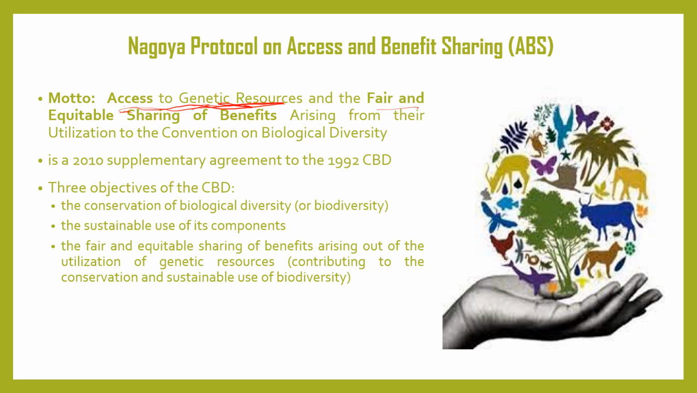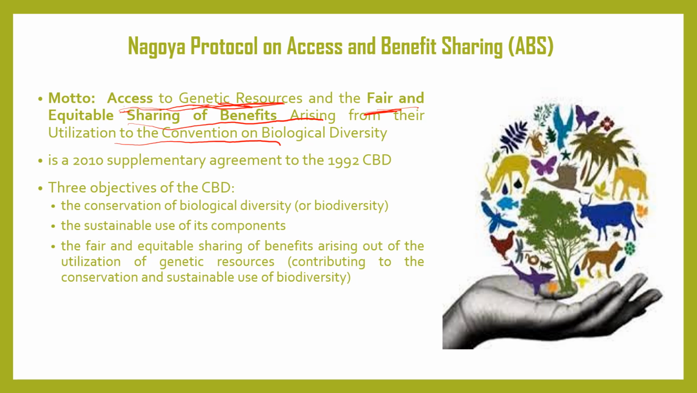Then fair and equitable sharing of benefits arising from the utilization of the genetic resources. Fair and equitable sharing means that the country of origin of that particular genetic resource, for example a medicinal plant, and the community where this medicinal plant is used by the traditional healers, will also get monetary and non-monetary benefits from that mutual agreement. So, what are the monetary and non-monetary benefits?